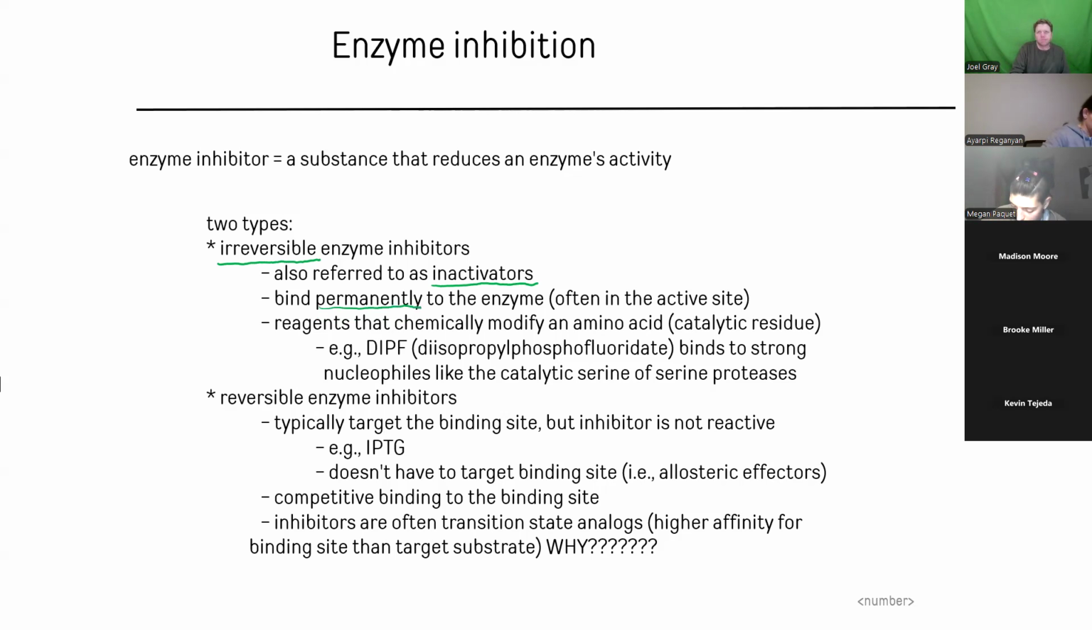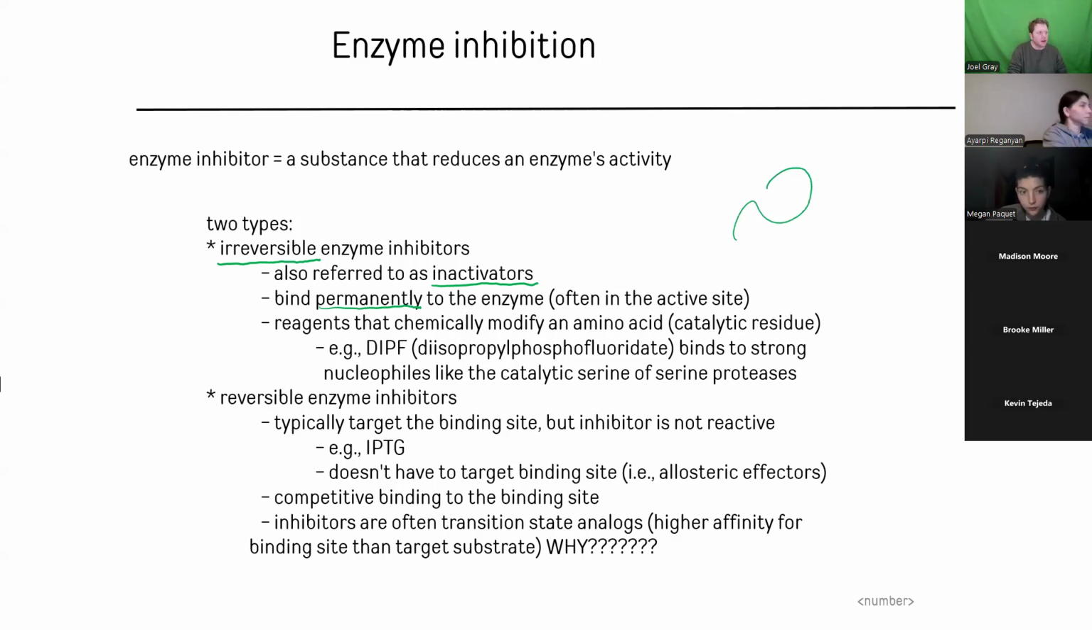So if you think about the types of interactions that an inactivator would have, it's more than likely going to have some covalent bonding. Now, these are reagents that chemically modify an amino acid typically. So what they will do is they'll say, okay, well, here's the protein, here's the enzyme that does anything. I see these are the amino acids that are involved in the active site and binding to the substrate. Let's just bust those up. That's what they will do.